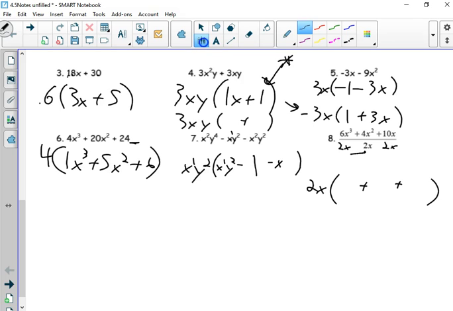So this goes here. Now, 6 divided by 2 is 3. 3 minus 1 is 2. 4 divided by 2 is 2. 2 minus 1 is 1. 10 divided by 2 is 5, and the x's cancel.